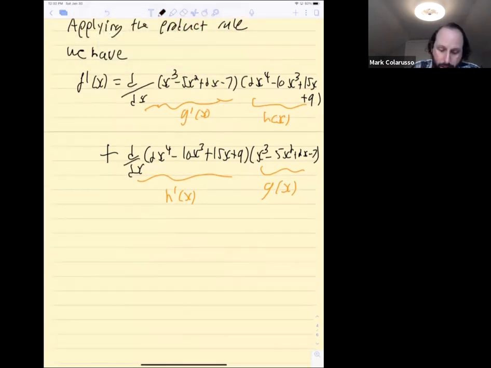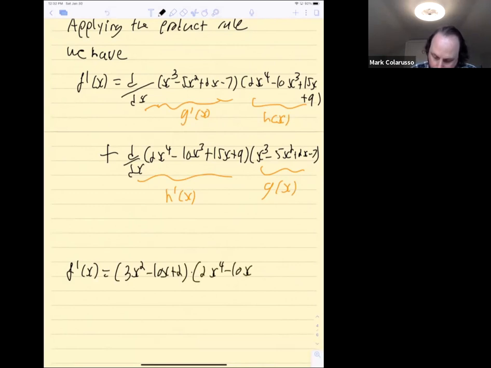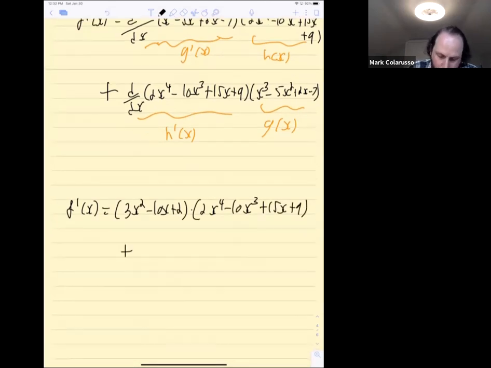Okay, so let's do this. Now applying the power rule with the sum rule, all that jazz. The derivative of g is 3x squared minus 10x plus 2. Let me just multiply that by this guy, and then we add this next term here. So we get, again, the derivative of h by the power rule is 8x cubed minus 30x squared plus 15, and then you multiply by the next guy.